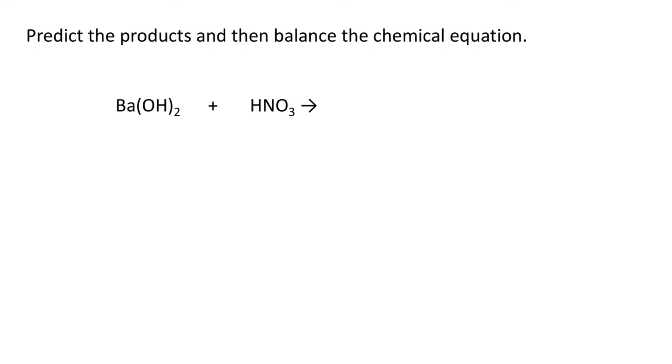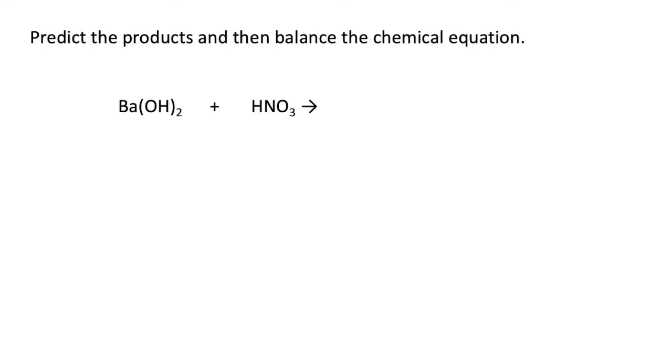Hey, it's Doc Williams, and in this video, we will predict the products of a double displacement reaction and then balance that chemical equation. When dealing with polyatomic ions, we're going to treat the polyatomic ion as a single element. That means that this compound will be AB, A for the barium, B for the hydroxide, plus a compound of CD, C for the hydrogen, and D for the nitrate.